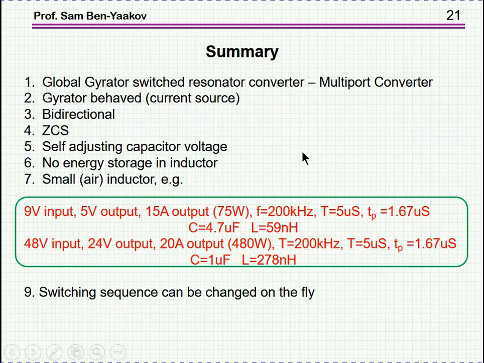So let me just summarize what we have seen here. Now the global gyrator switch resonator converter is actually a multi-port converter which behaves as a gyrator, multi-port gyrator. It is gyrator behavior, which means that we have actually current sources which are a function of the voltages of the other ports. That is, if in a given case you load the port, the current will not change because the current is a function of the voltages of the other ports. It's bidirectional. By changing the sequence, you can get energy from one port to another, or vice versa.